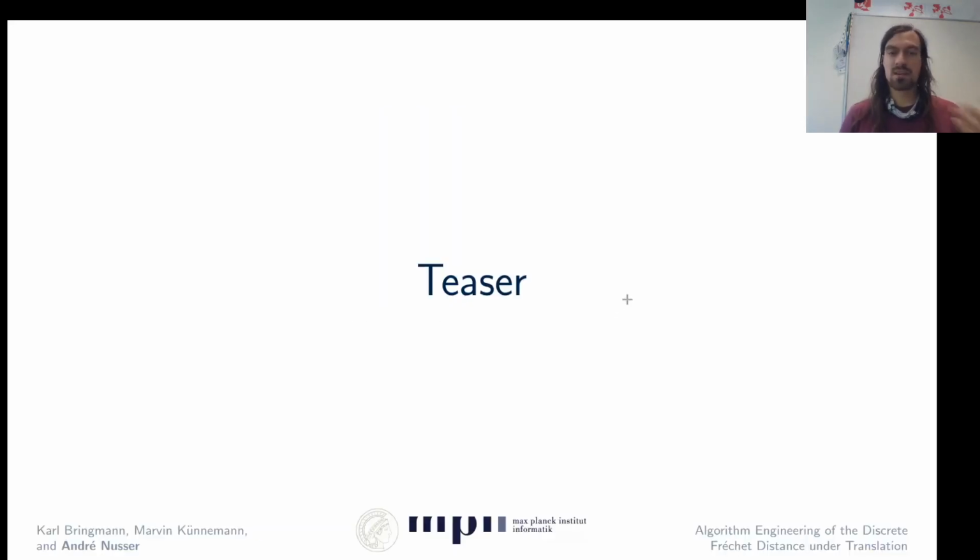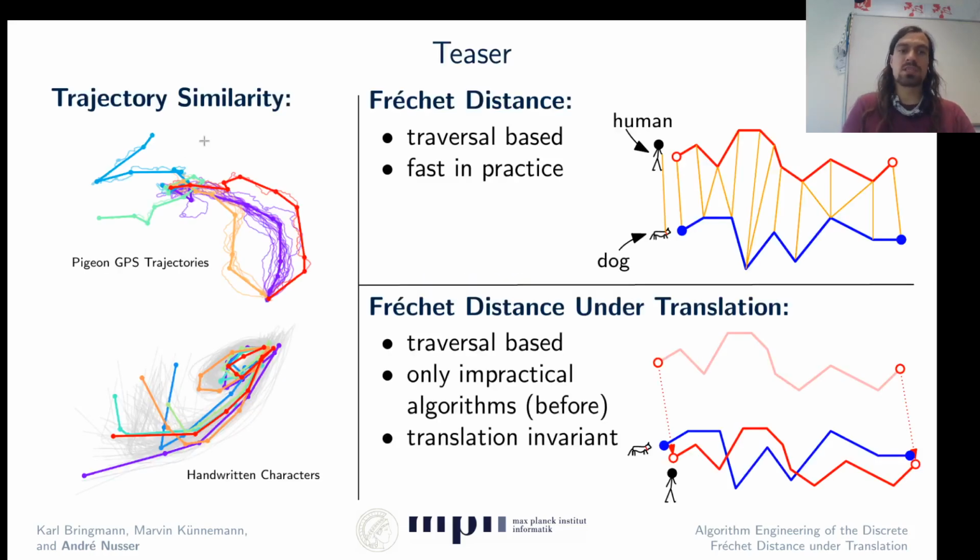Before I actually start giving the full talk, I want to give a quick teaser such that you can decide if you want to watch the remainder, which of course I hope. So this work is about trajectory similarity. Here you can see pigeon trajectories, a clustering of it, or handwritten characters, which you might want to classify.